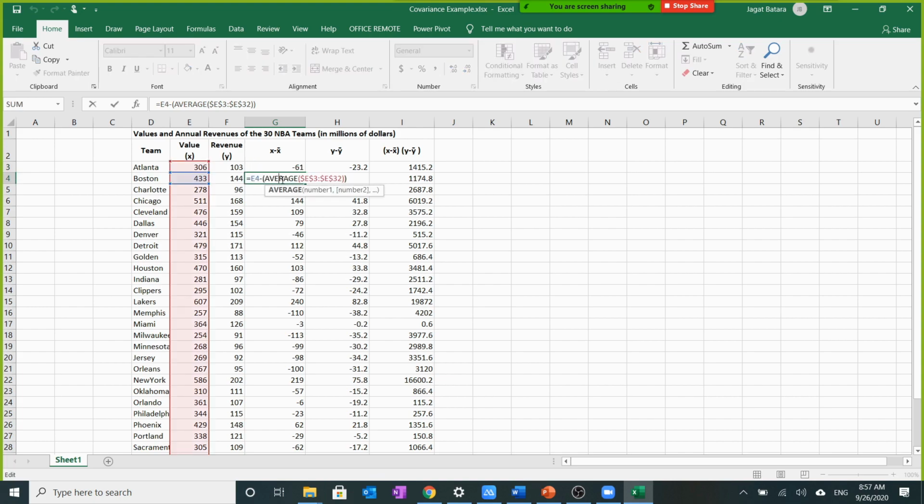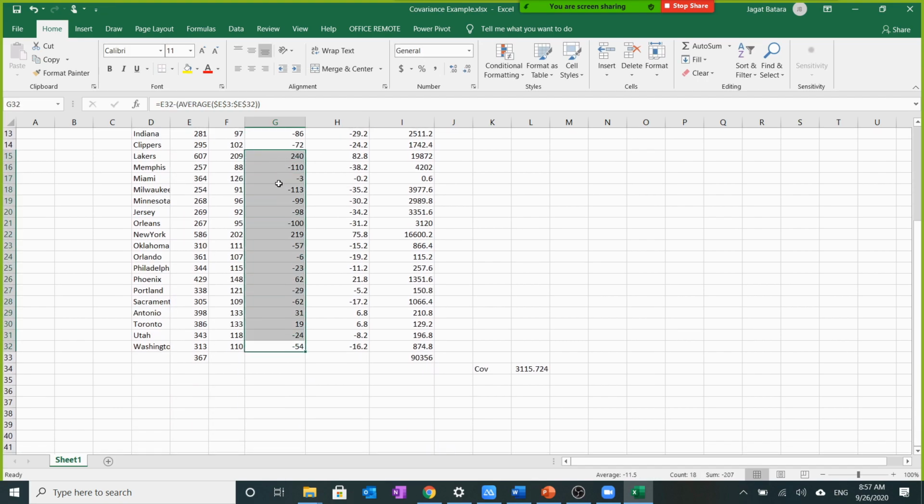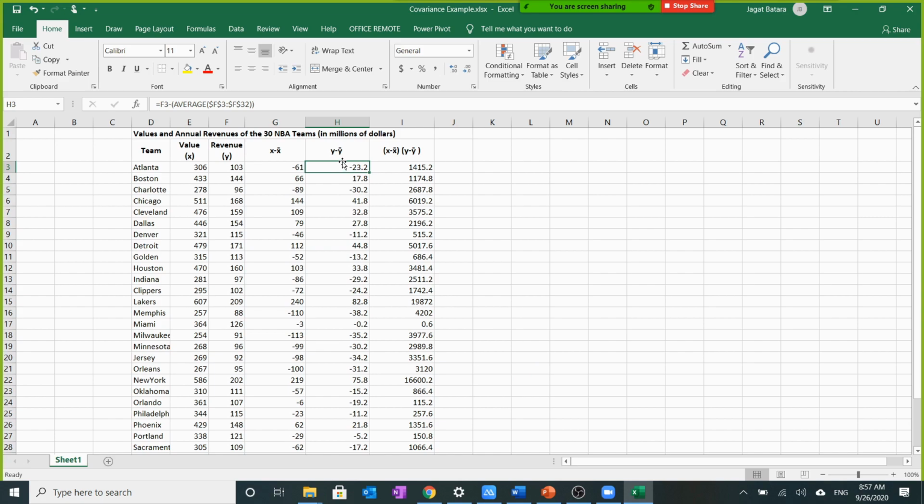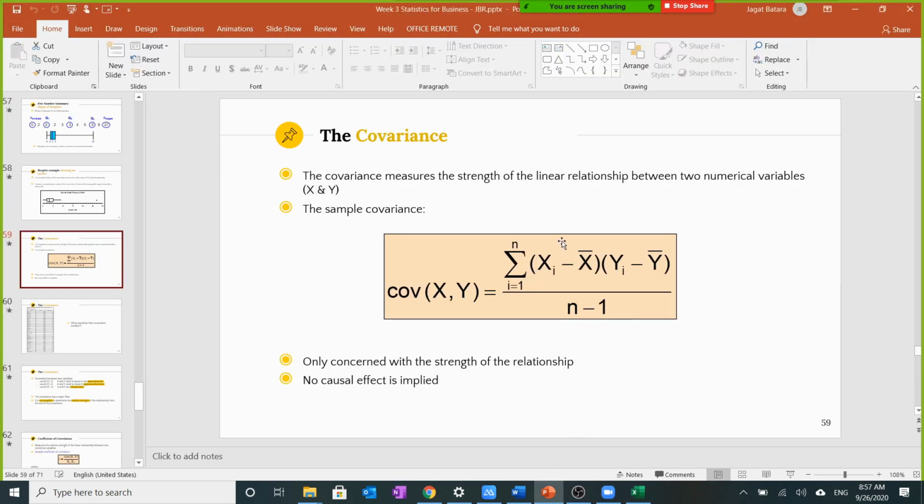And we also need to calculate all of these. This 278 minus the mean, and so on. We get this number for all of these. And you also need to calculate this for the revenue value, so this revenue number minus its average. Okay, we have all of these. This is the value. So based on the formula, we already have these numbers.